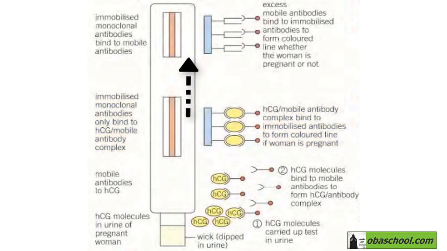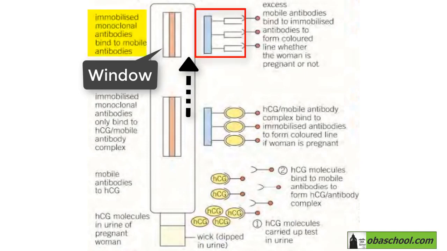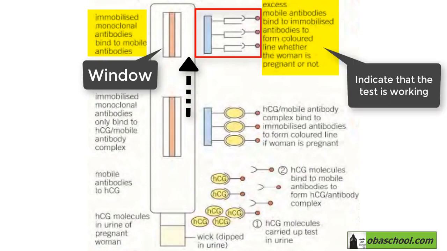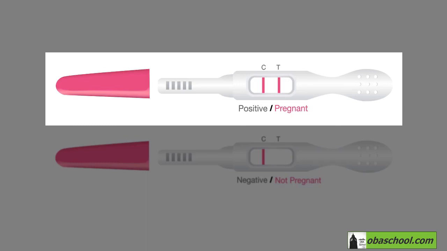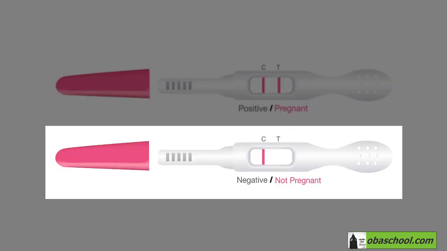The urine continues up through the test to a second window. Here, there's usually a line of immobilized monoclonal antibodies that bind only to the mobile antibodies. So, regardless of whether they are bound to HCG or not, this colored line forms regardless of whether the woman is pregnant or not. So, it simply indicates that the test is working. If the woman is pregnant, two colored patterns appear, and if she is not, only one appears.